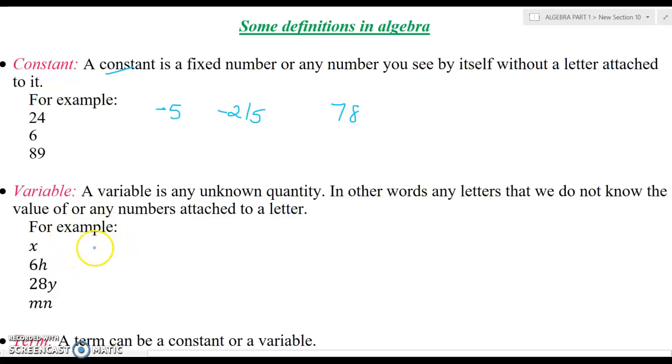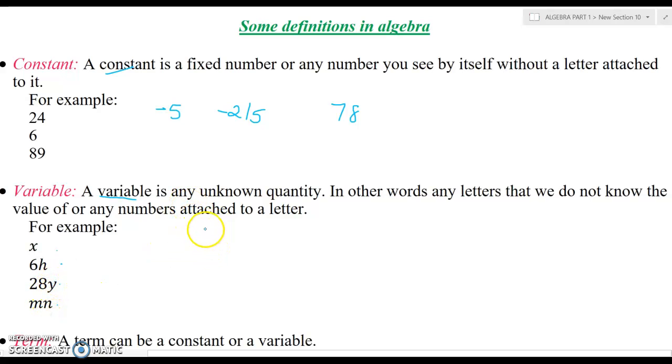Our next definition we're looking at is the definition of a variable. A variable is any unknown quantity. In other words, any letters that we do not know the value of, or any numbers attached to a letter is a variable. So for example, X is a variable, 6H, 28Y, MN. They're all letters in there, so they're all variables.